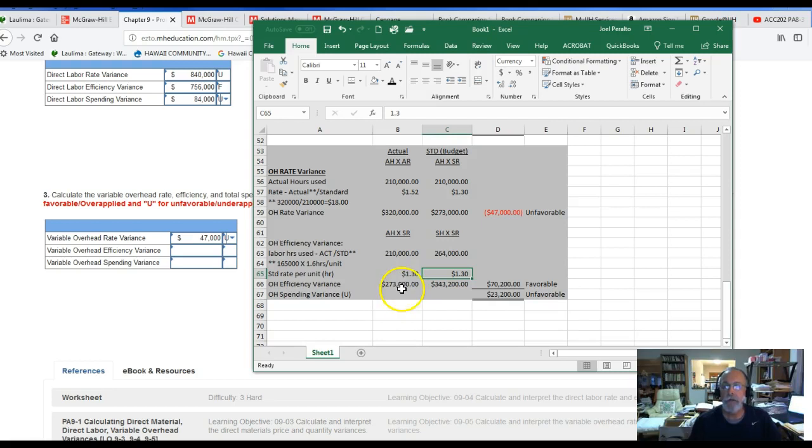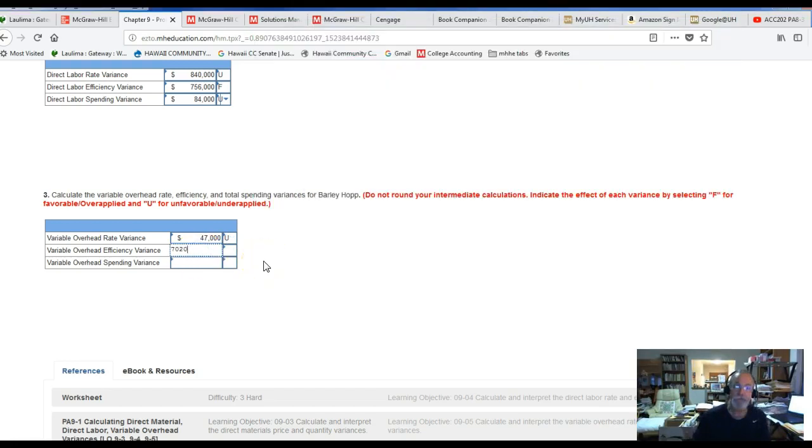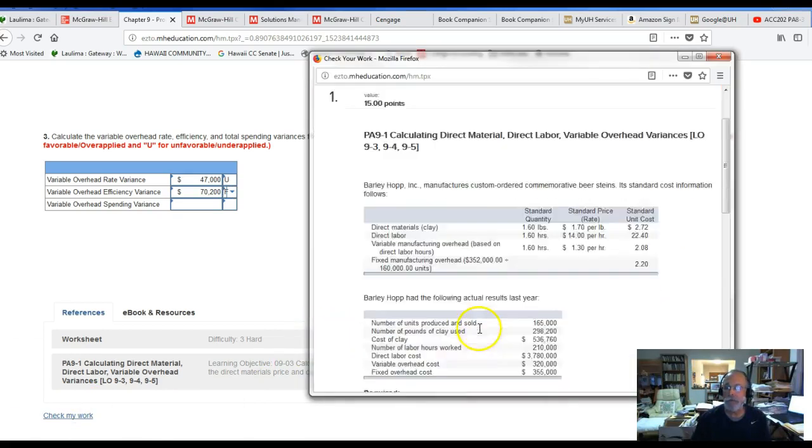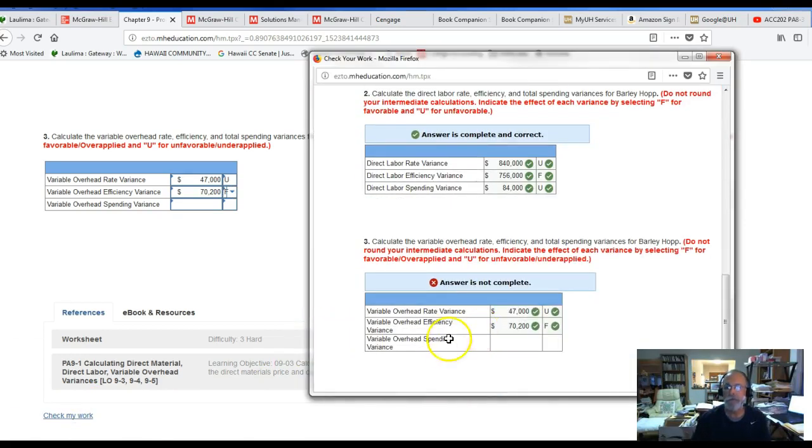So our actual overhead usage comes in at 273. Our budgeted comes in at 343, so we are better than budget by 70,200. So let's try that. 70,200, and that's favorable. And let's check that out. We're okay there.